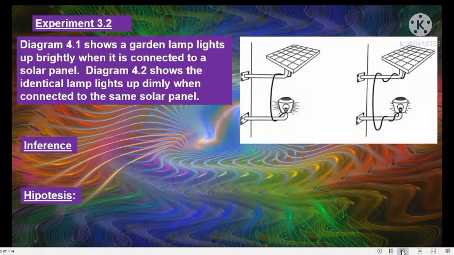Okay, let's look at the experiment. The first experiment is experiment 3.2. You can refer to your textbook. Let's say we have these two diagrams.